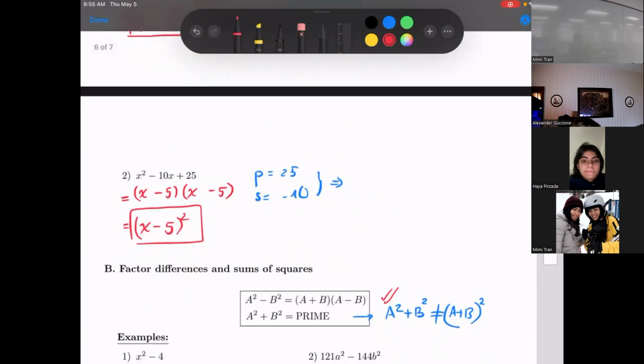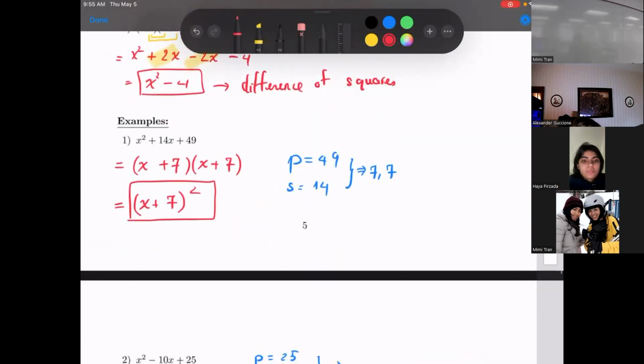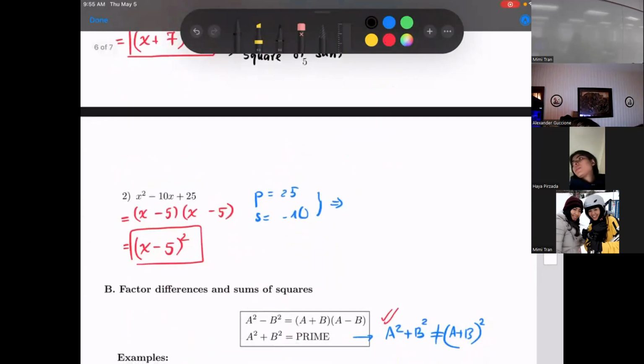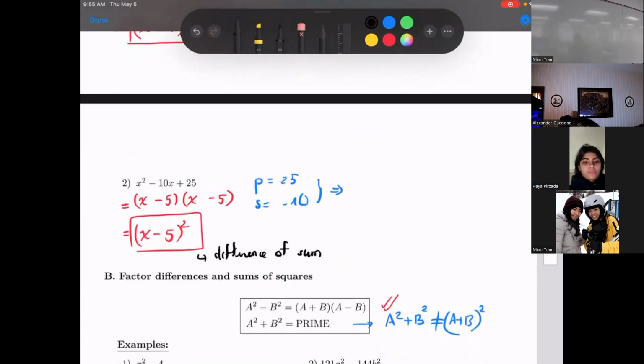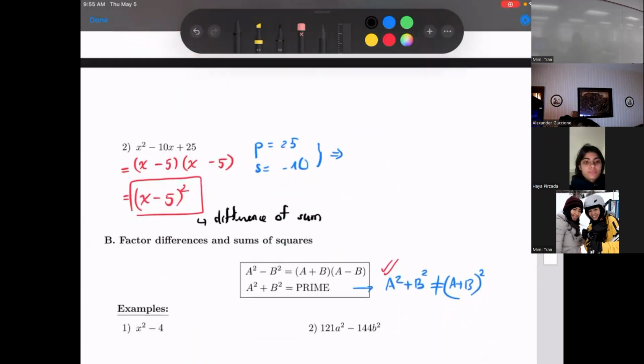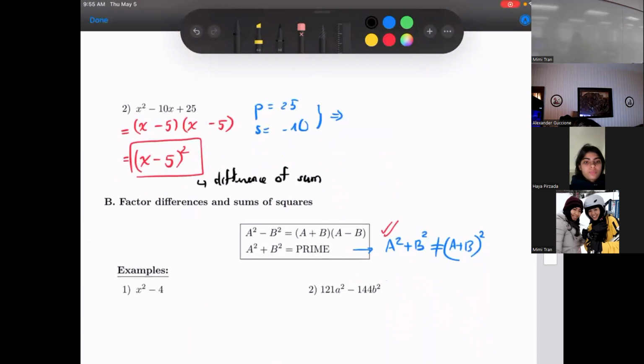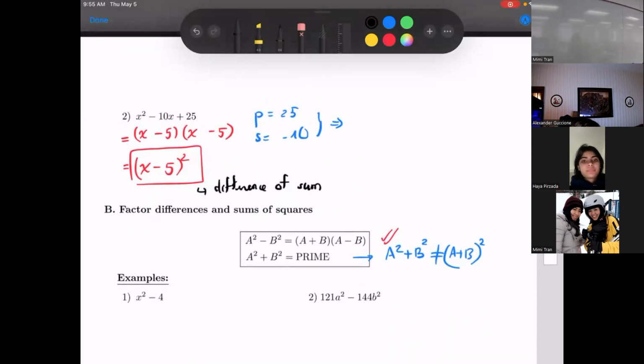All right, okay, so these are, you don't have to write now, it's just a name. These are called square of sum. This is the difference of sum. You don't have to know the term, as long as you know the form. And then the next one we're going to do is called the differences or sums of squares. So the words rearrange a little bit, and then you have different things.